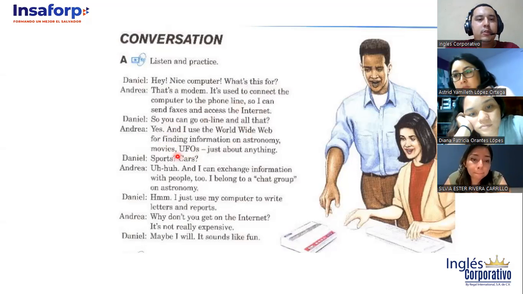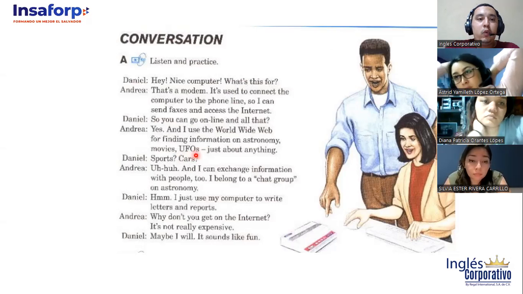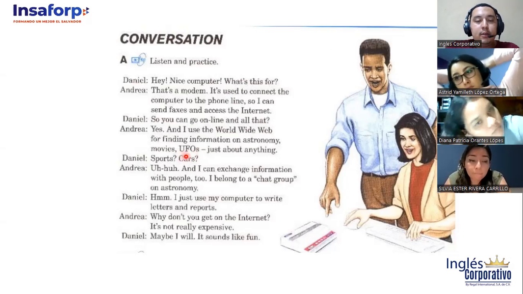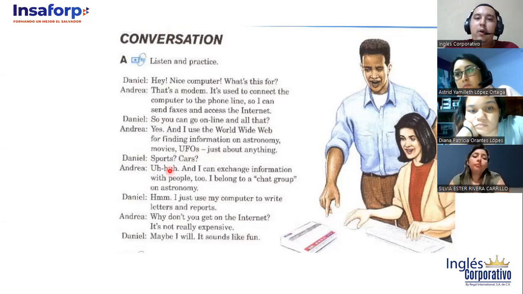Do you know what UFOs are? Unidentified flying objects, or the famous OVNI, objeto volador no identificado. UFO are the words in English, unidentified flying object, UFO. In Spanish it is OVNI. Okay, just about anything, sports, cars.